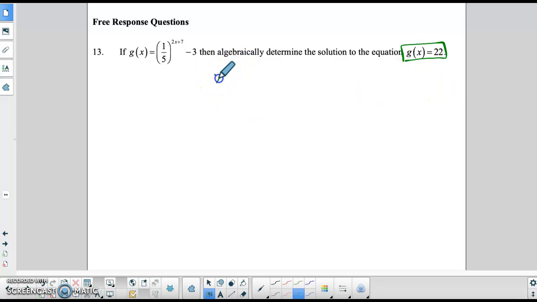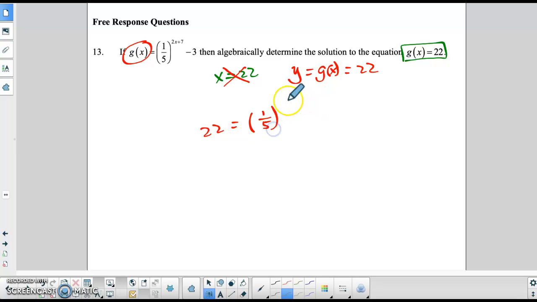Be careful, a lot of people, when they look at this one, they just assume x equal to 22. No. Okay? It's not telling you x equals 22. It's telling you the y or g of x, the whole output, equals 22. Do not replace x with 22. Replace g of x with 22. So you're going to have 22 equal to 1/5 to the power of 2x plus 7, and then the whole thing minus 3.